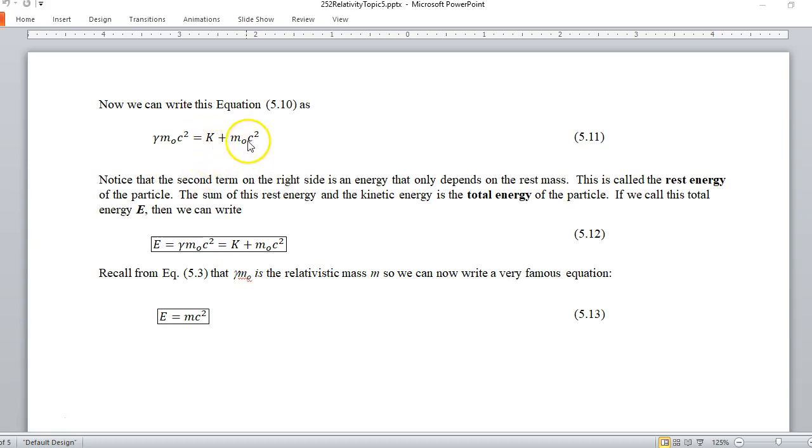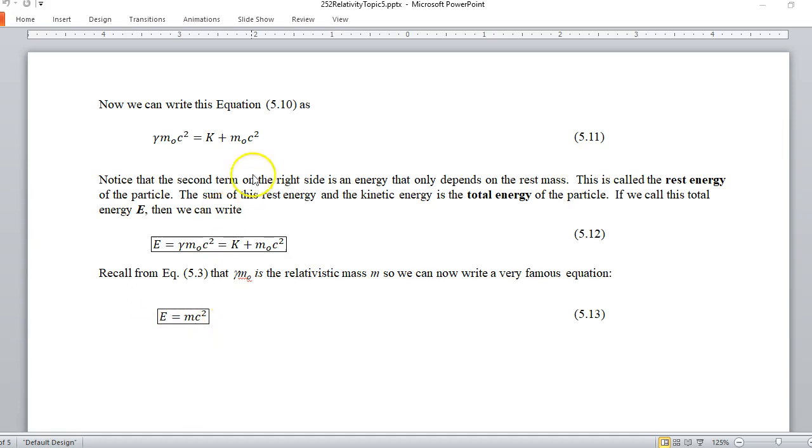So if we take the sum of the rest energy and any motional energy, we're going to call that the total energy of the object or particle. So it must be that the left-hand side is the total energy. If we write that total energy as E, we can identify that E is gamma m naught c squared, which is the sum of the kinetic and the rest energies. But if you remember that we called gamma m naught the relativistic mass, plain old m, we could rewrite this equation 5.12 as a very famous equation, E equals mc squared.